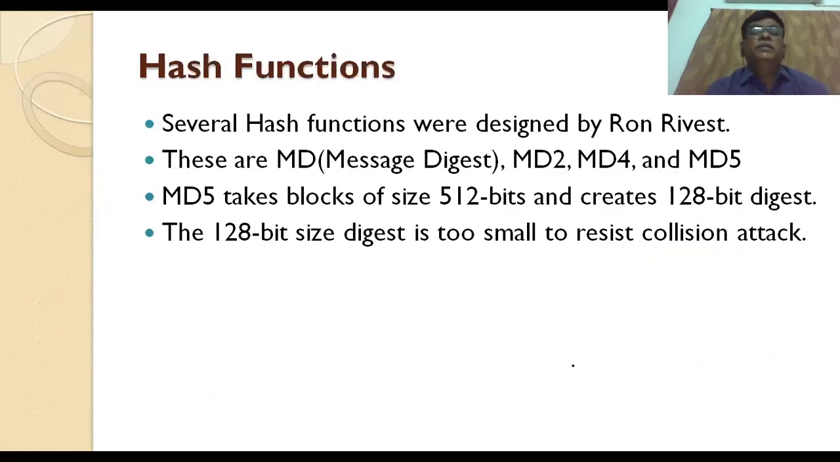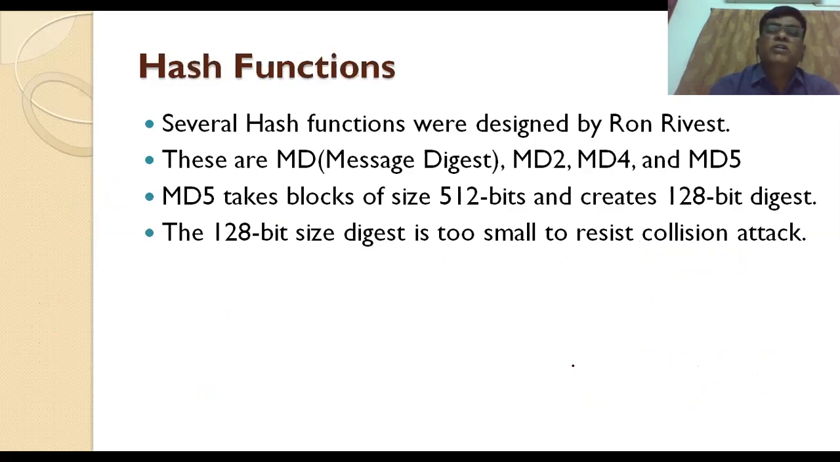So generally, there are different types of hash functions available. Several hash functions were designed by Ron Rivest. The first version is MD, MD means message digest. The second one is MD2. Its next advanced versions are MD4 and MD5. There are different hash functions called MD, MD2, MD4, MD5. Generally, MD5 is the latest one.